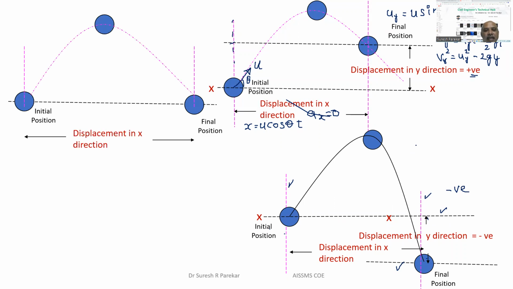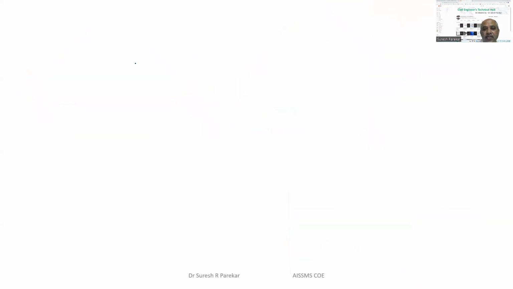And third, we can have displacement in the y direction as 0. Both are along the same horizontal line. So if I mark a horizontal line from initial and horizontal from final, the distance between the two is 0. So be very careful: mark a vertical line from initial, a vertical line from final, the distance between the two is x. Mark a horizontal from initial, a horizontal from final, the distance between the two is y. So likewise, we have to consider and solve the problem.